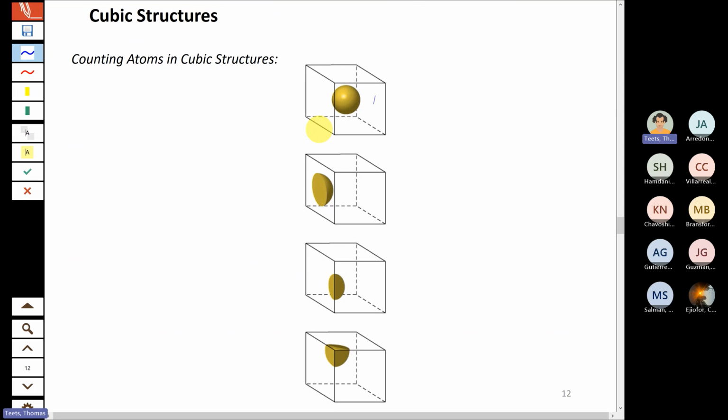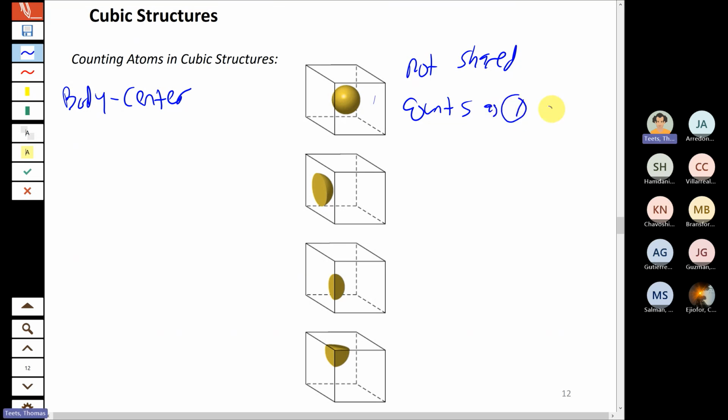Where can we put atoms within that cube? One possibility is you can put an atom that's completely inside of the cube. We call that the body center position, meaning that atom is completely surrounded by the unit cell. It's all the way on the inside, not on the edge. Because it's completely inside the unit cell, it's not shared by other unit cells, and it counts as one whole atom.